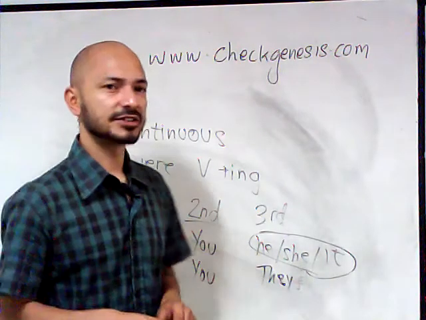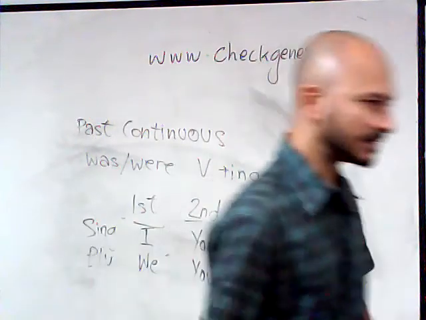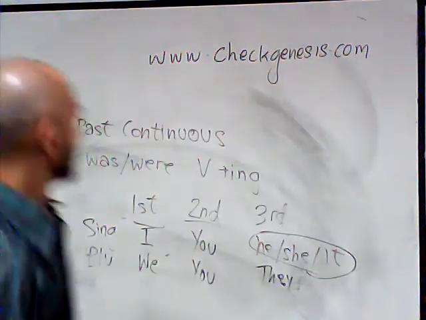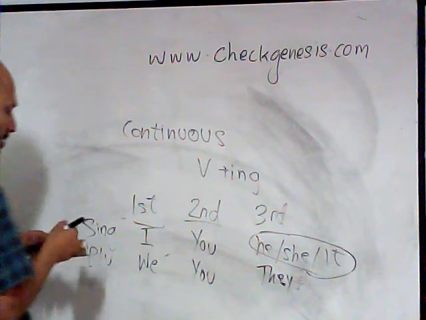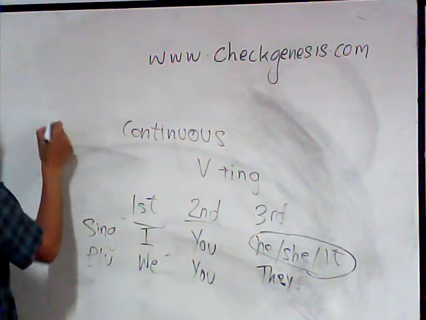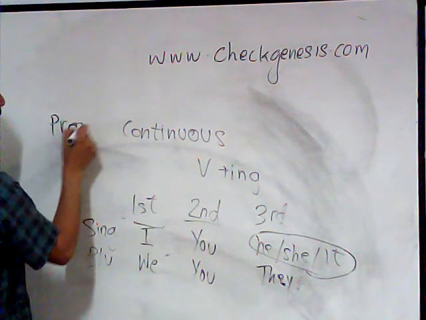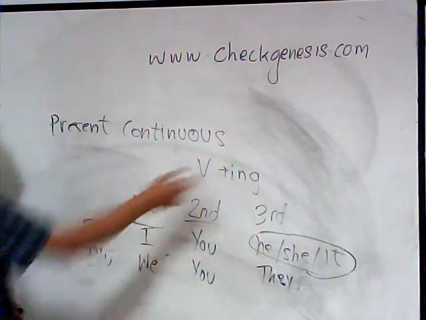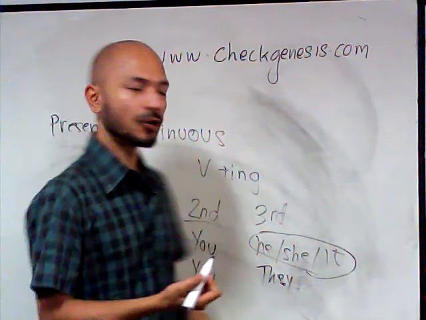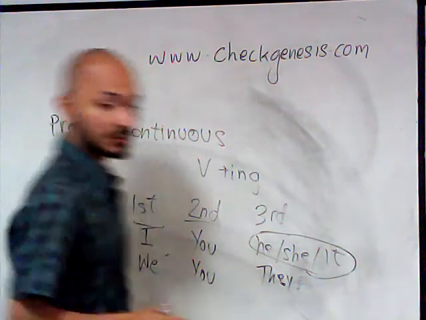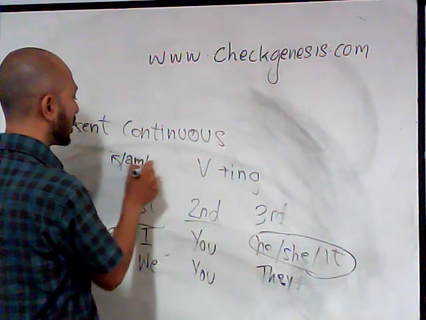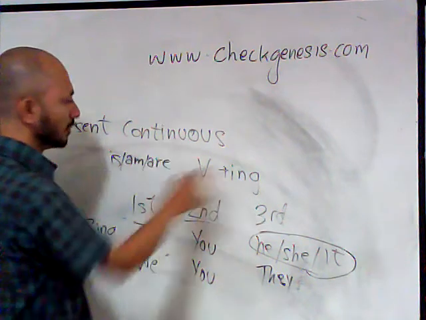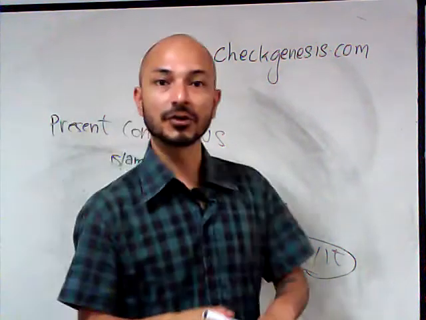We talked about the present continuous. It is basically the same thing. So the present continuous over here, we still have the V1 plus ing forms, but instead of was and were, we use is, am, and are, and then we go for the ing form of the verb.